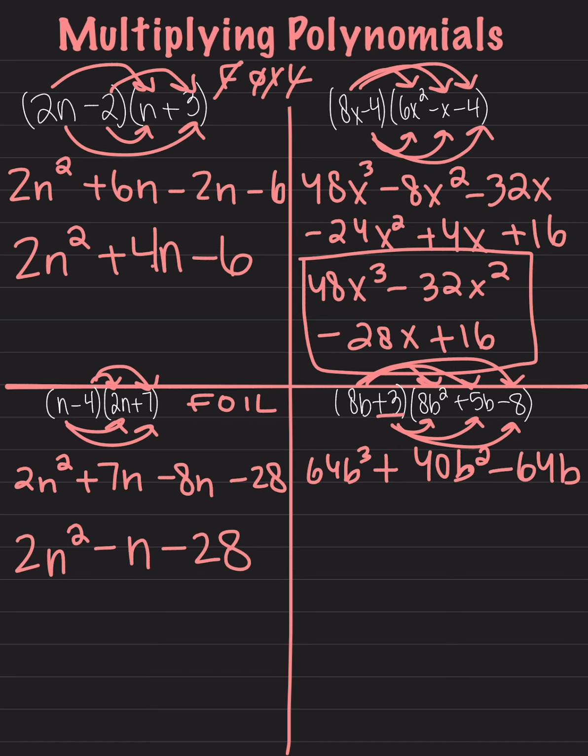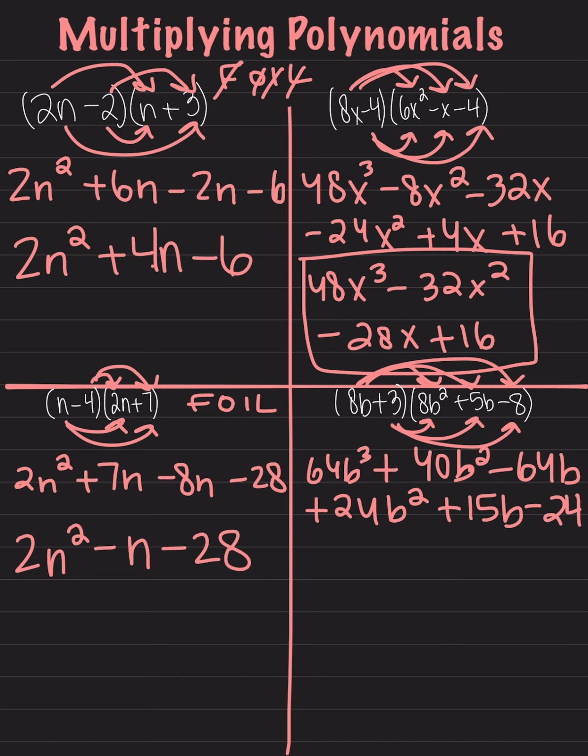Now, moving on to the 3. 3 times 8b squared is positive 24b squared. 3 times 5b is positive 15b. And lastly, we have 3 times negative 8, which is negative 24.